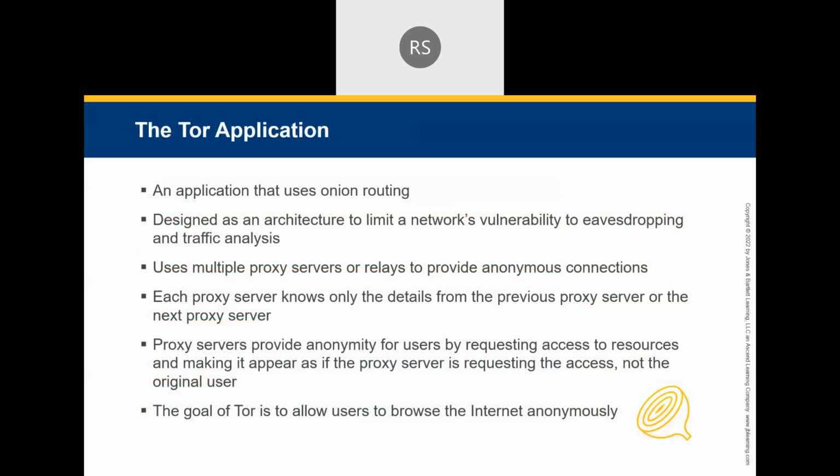All right, the Tor application is designed to provide anonymity and security for users browsing the internet. It utilizes a technique called onion routing to optimize the internet traffic and protect the user's privacy. The Tor application was designed as an architecture to mitigate the vulnerability of networks to eavesdropping and traffic analysis.